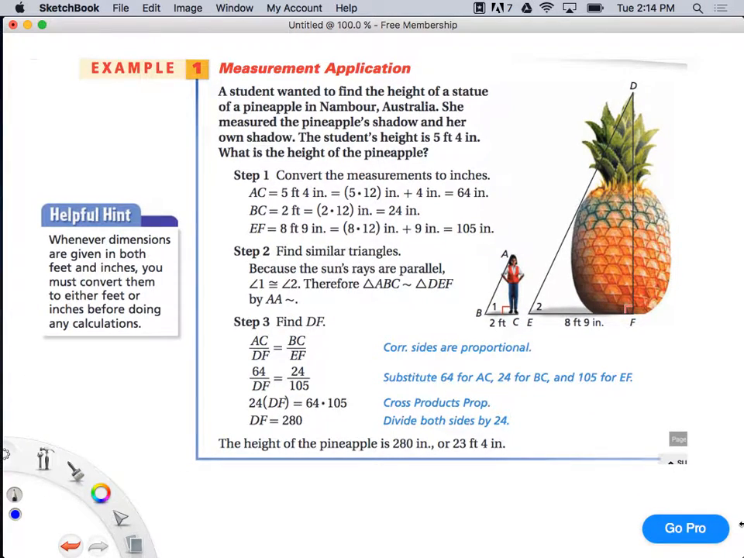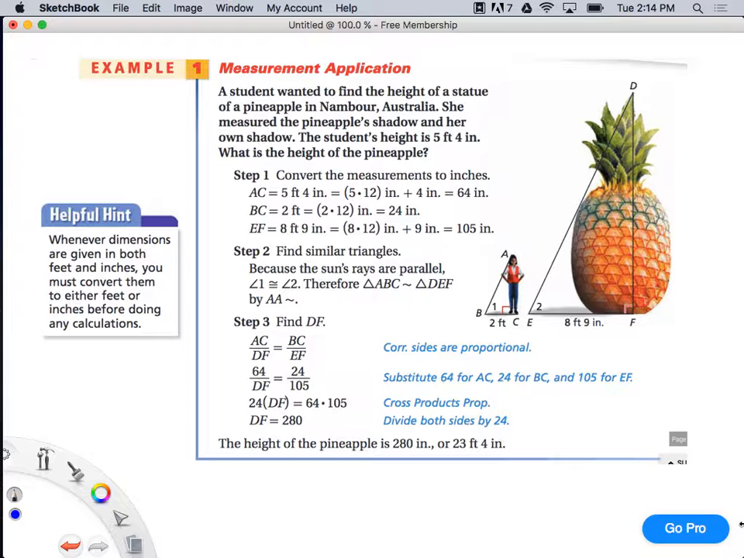So here we've got a big old pineapple and a little old person, okay? Both of them are casting shadows. You can imagine the light here, it's casting a shadow, this is casting a shadow. When it casts shadows, it forms similar triangles. And since it forms similar triangles, you have proportionate relationships. So what does that mean? The ratio of the shadow to this shadow is equal to the ratio of the height of the pineapple to the height of the girl.